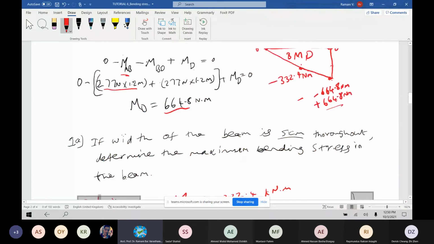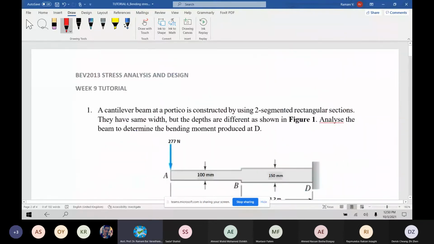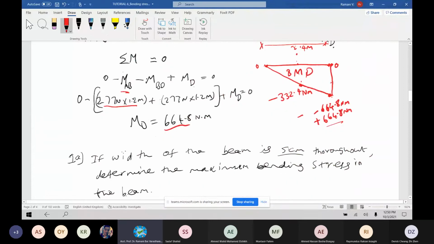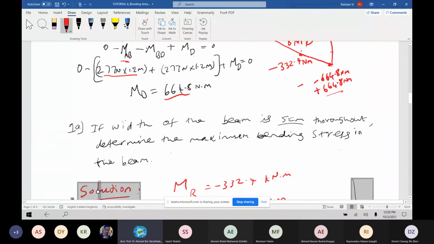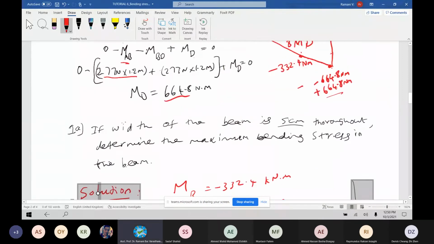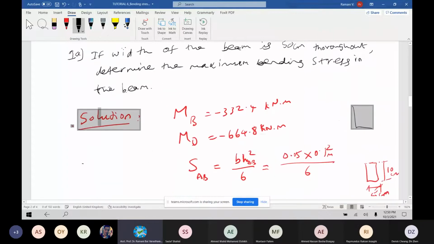Oh yeah, 5 centimeter is a very small amount. Maybe 50 centimeter, because it's a beam, right? 5 centimeters is very, very small. Let it be 50 centimeter, because this 5 is so small. Okay, I draw here. Please write down 50 centimeter.